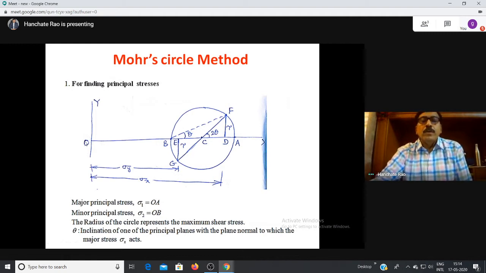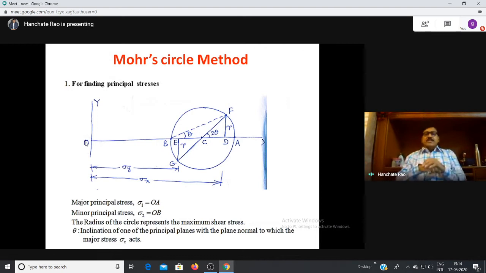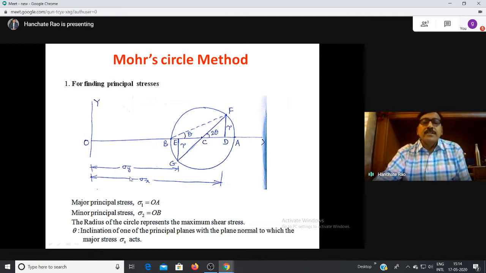From O, you choose some scale to represent the stresses, say 10 newtons per mm square is equal to 1 centimeter. If you choose such a scale, you know what sigma x is. So OD is equal to sigma x to the scale. For example, if the sigma x value is 50 newtons per mm square, put OD equal to 5 centimeters. So point D on the x-axis is obtained now.